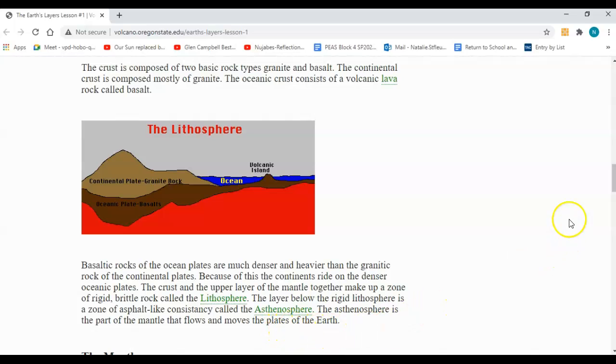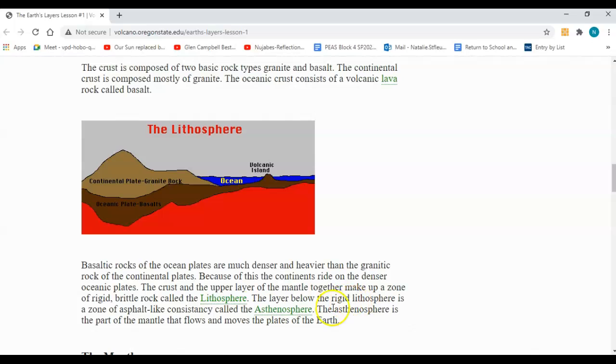Here you have a diagram of the lithosphere, which again consists of the crust and the upper layer of the mantle. So like the very most top part of the mantle. And that part is hard and brittle. So it's rigid, hard, brittle. That's lithosphere. And lith means rock. So that's the rocky part of the top layers of the earth.